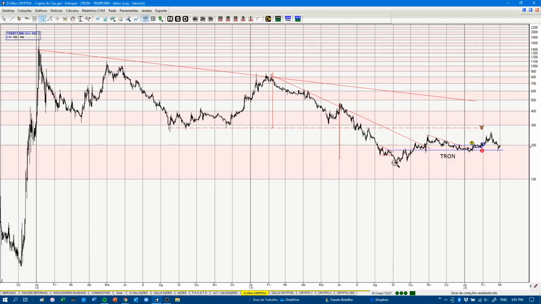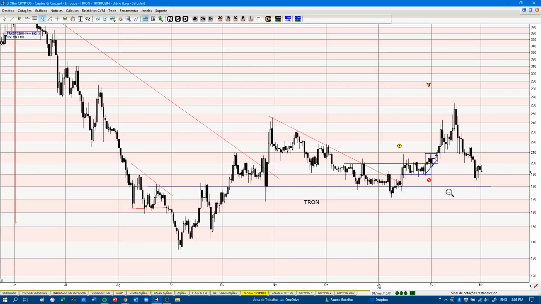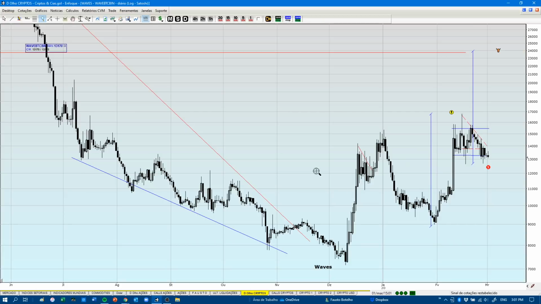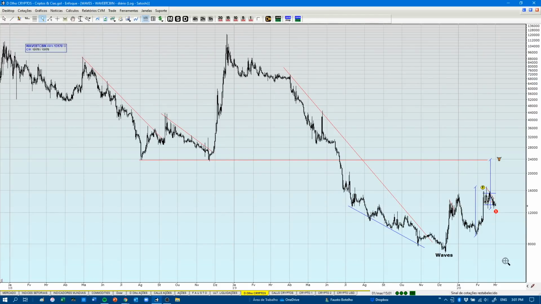So Tron, well, Tron broke these resistance trend lines. It went sideways, and now we're keeping an eye on it, especially in the test that is being done in this support level here. Let's see. Eventually, if it holds here, it will indicate that this is probably a continuation pattern, a rectangle or something. We had so far a bull trap here, which is not good, but keeping an eye on Tron, it is one of the projects that I think is worth watching.